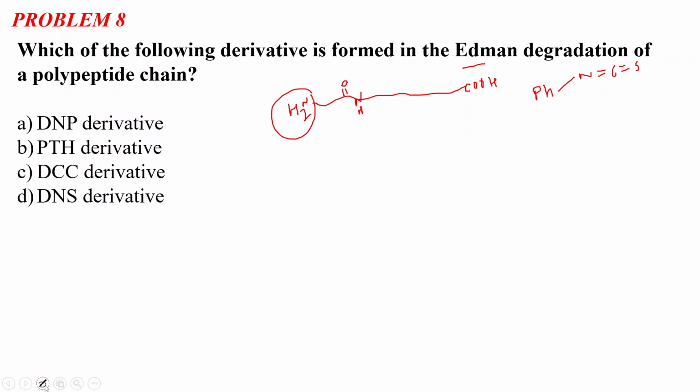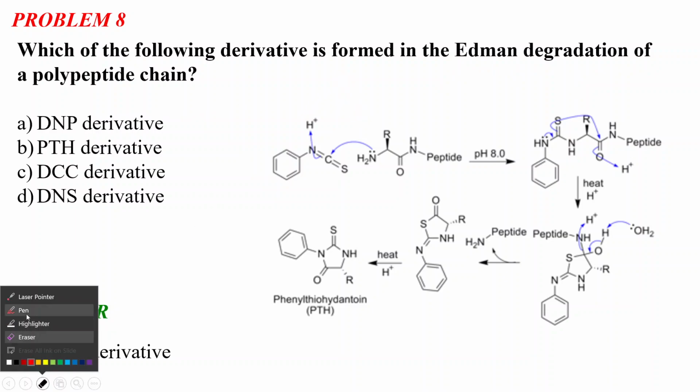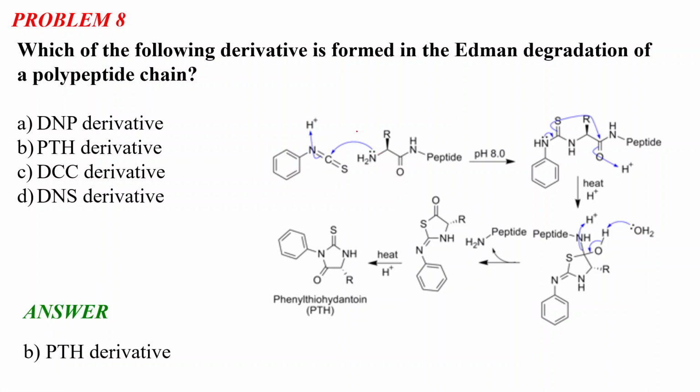Now first I will show you the answer, and then we will discuss the mechanism. So yes, it is the PTH derivative. PTH stands for phenyl thiohydantoin, and I will just erase this part first. Now look at the mechanism. There is a peptide chain, there is a free NH2 group. The lone pair will attack this carbon of the Edman reagent. This is called phenyl isothiocyanate or Edman reagent, and via resonance this kind of structure will form, and it happens at pH 8.